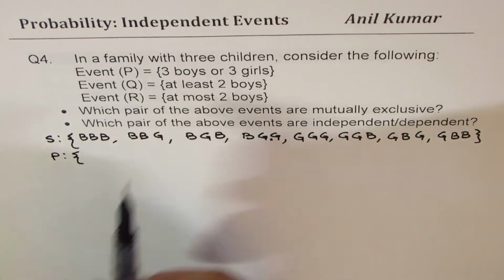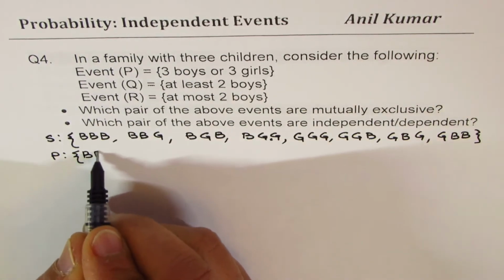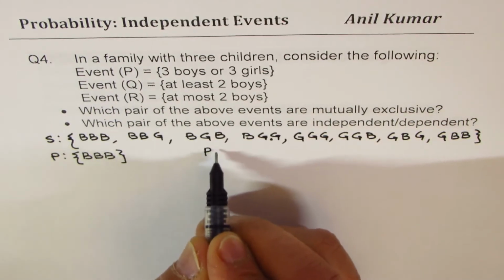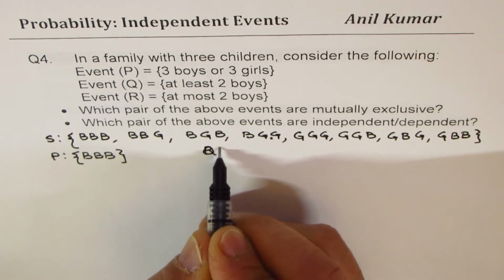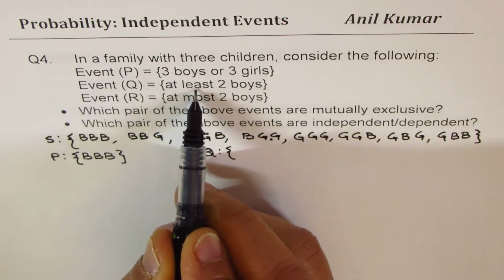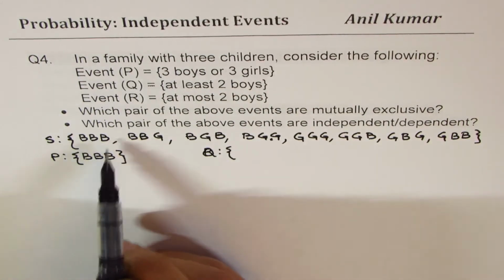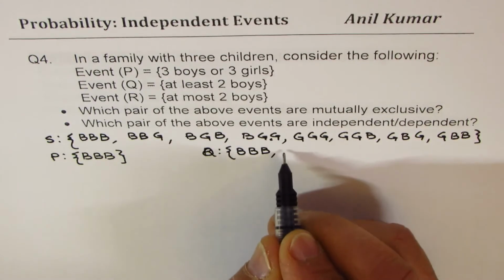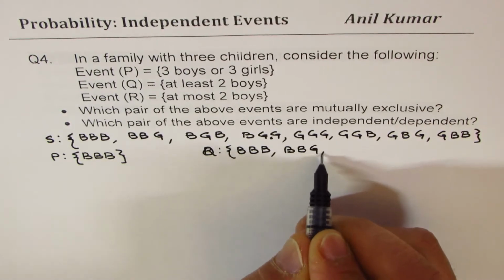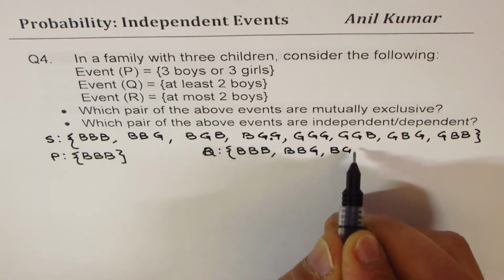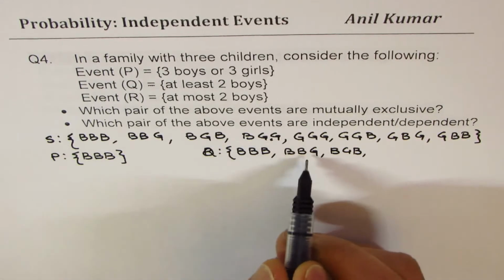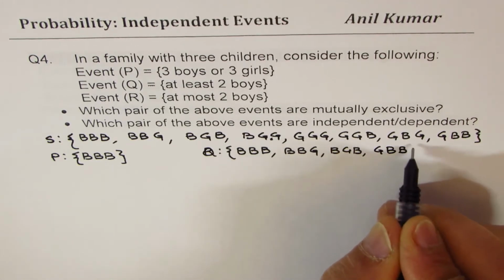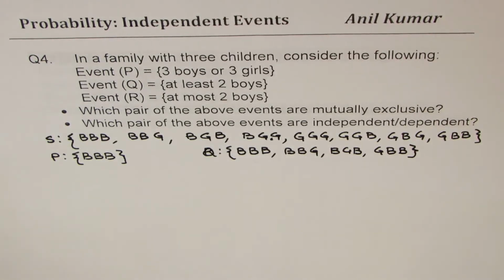When we say event P is 3 boys or 3 girls, let me write this event P as 3 boys, 3 girls. Is it okay? Event Q is at least 2 boys. So that means 3 boys will work, right? At least 2 boys means 2 or more. This is also good: boy, boy, girl. Boy, girl, boy is fine. So at least 2 boys. So we get the last combination, which is girl, boy, boy. At least 2 boys.